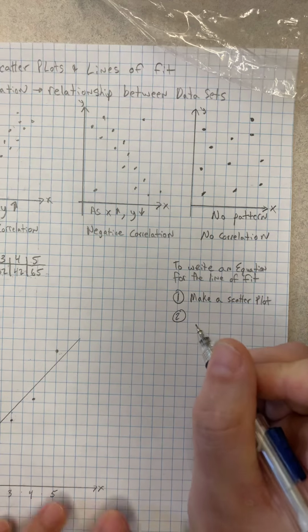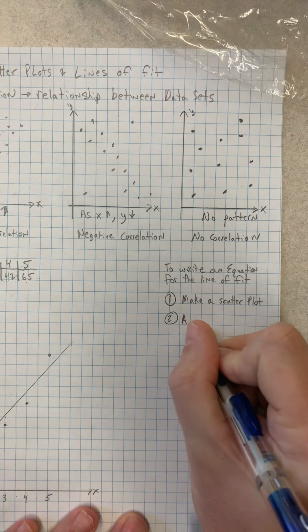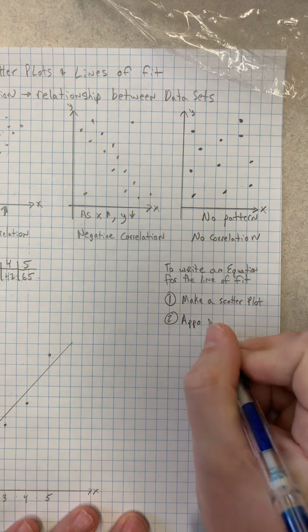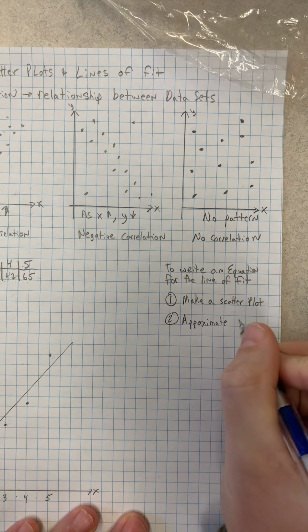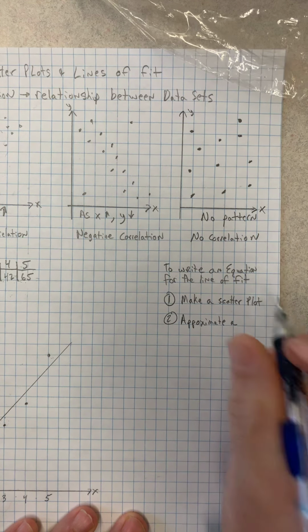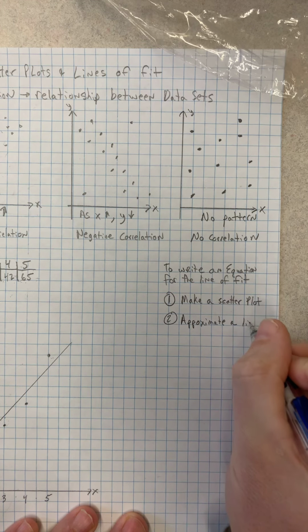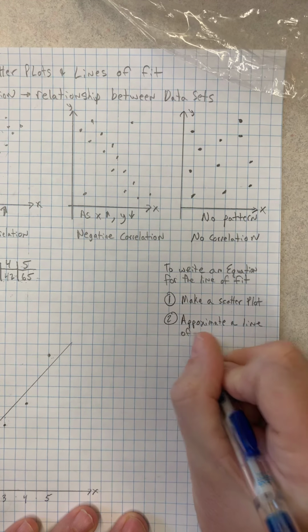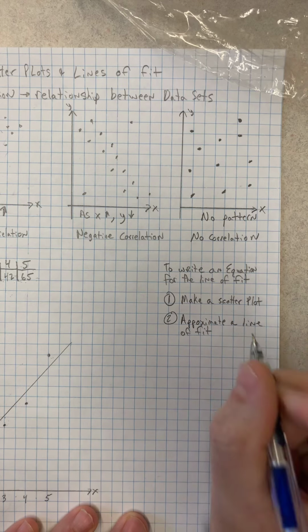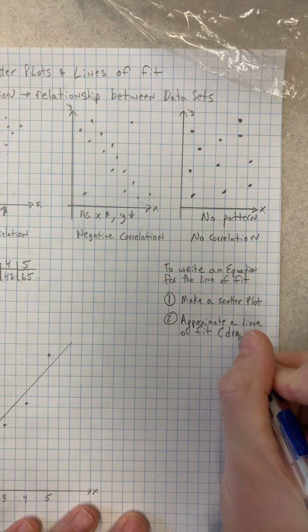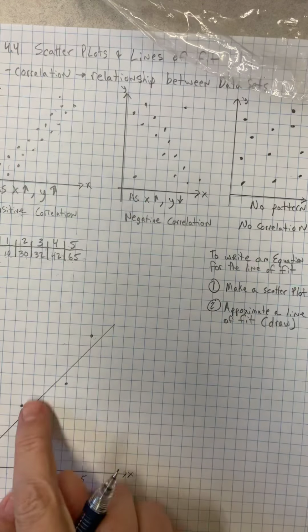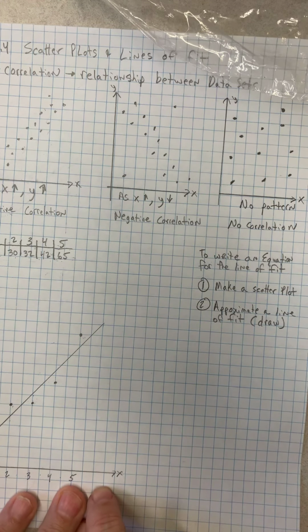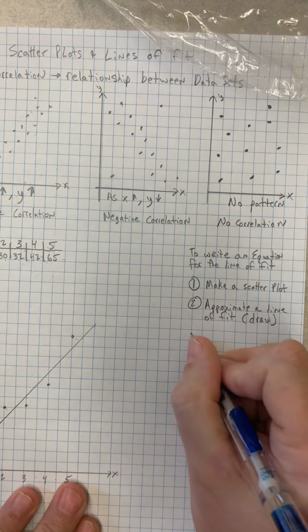Step 2 is what we just did. Approximate a line of fit. I'm just going to put in parentheses, this is what we drew. You draw that in, and that's what we did right here. That's an approximate line of fit.